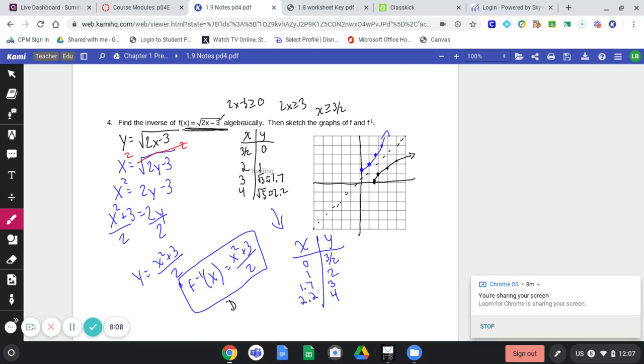So here, our inverse, keep it in blue, has a domain from 0 to infinity, and a range from 3/2 to infinity. Whereas our original function here had a domain of 3/2 to infinity and a range of 0 to infinity. So that was just a little extension. Again, you should know how to solve them algebraically, and you'll have a couple problems to complete.